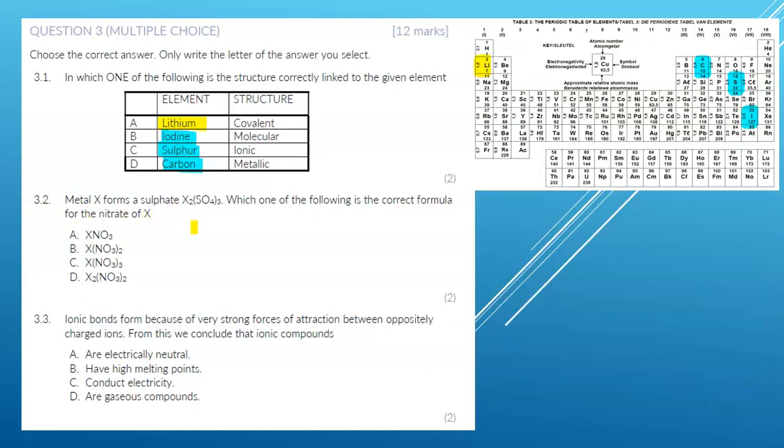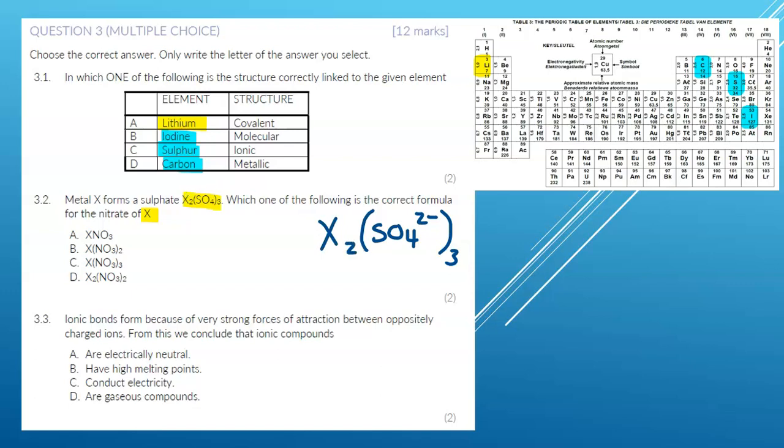Metal X forms a sulfate that looks like that. Which one of the following is a correct formula for the nitrate of X? Now, for this one, you actually need some outside information, and it should have been on a list that you learned either last year or the beginning of this year, and that is the valency of the sulfate ion. So the sulfate ion, SO4, has a charge of -2, okay? And if you know that, and you know that this whole little ionic substance needs to have a total charge of 0, then you can actually work out what the charge is on X.